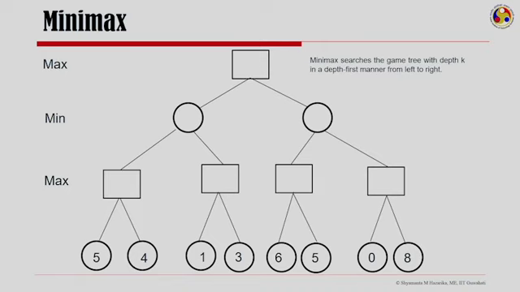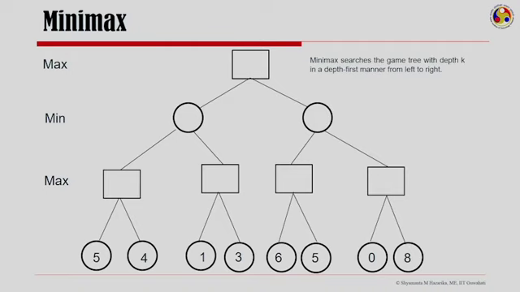This min-max search is actually a depth-first search. The min-max search searches the game tree with depth k in a depth-first manner from left to right. So let us try and illustrate this idea. Hope this works and we can see how the depth-first search is done by the min-max procedure. So here is a game tree and all of its leaf nodes are marked.